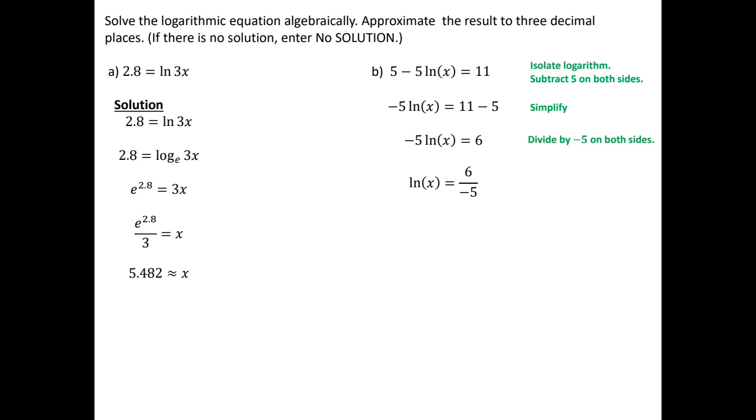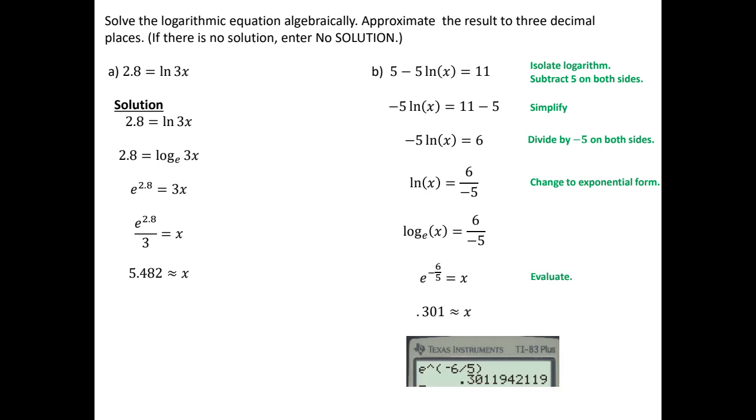So we're going to change natural log to exponential. So we get log base e of x. So e is our base. This log is equal to -6/5, so that's going to be our exponent, and then we have x. You can't see the negative, but it is right there. And if we enter that in our calculator, we get 0.301.